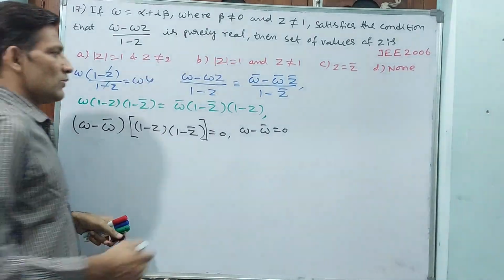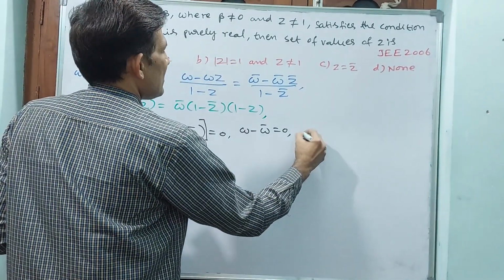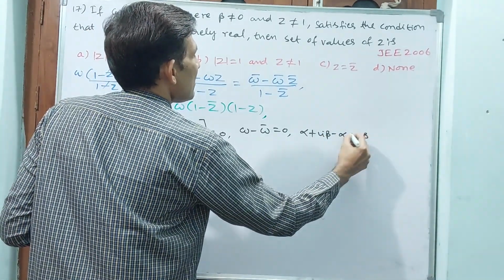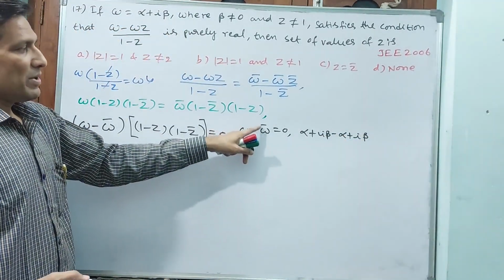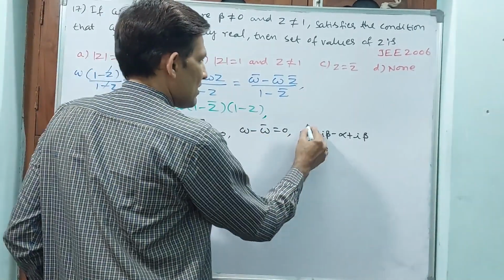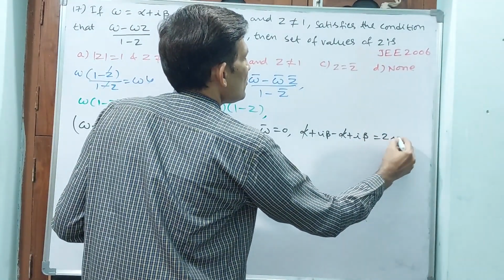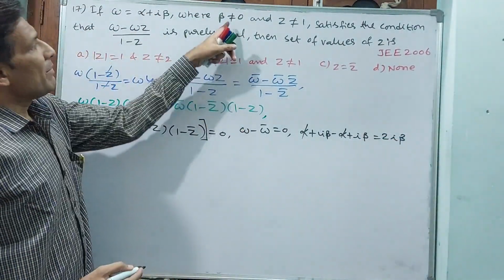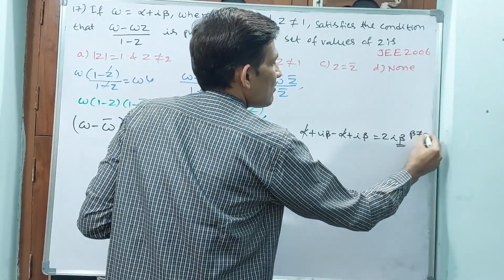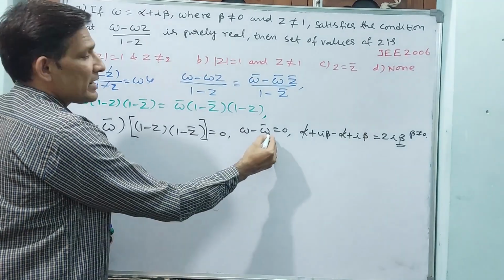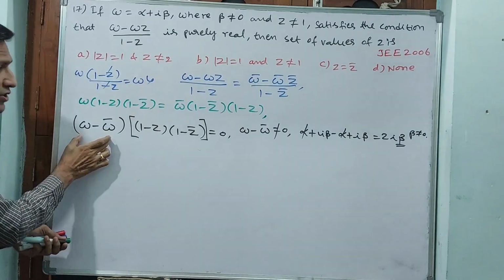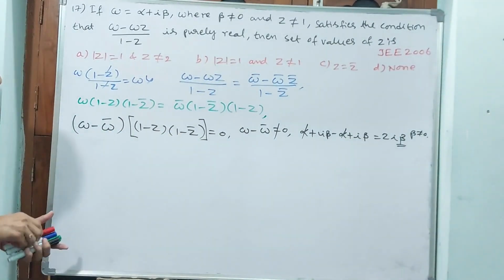B is not equal to 0. If this is the case, what will happen? Alpha plus i beta minus alpha minus i beta. Omega conjugate means a minus comes, but because the outside minus is there, it becomes plus. So alpha and alpha cancel out, and this becomes 2i beta. Beta is not equal to 0, which means omega minus omega bar is not going to become 0.